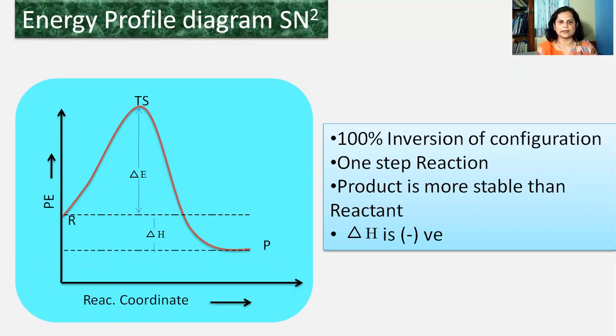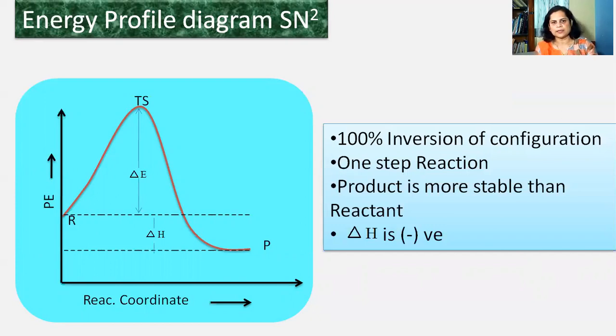That is the reactant, a high energy content state, then the transition state, and the formation of the product, which contains less energy than the reactant. It is a one-step reaction, and the energy difference between the reactant and product is denoted by delta H, and delta H is negative as the reaction is exothermic.